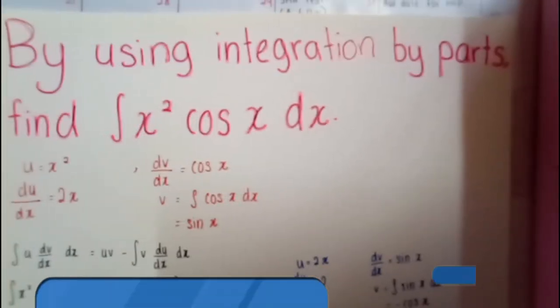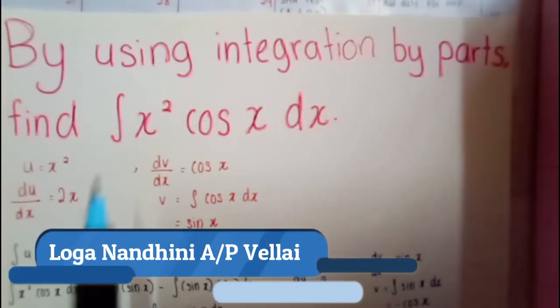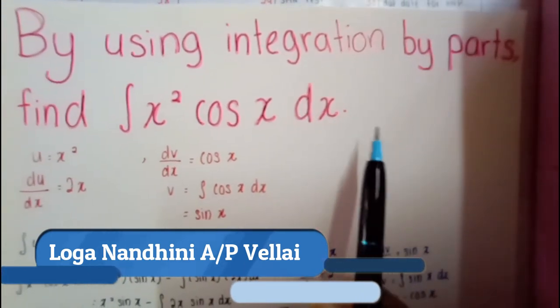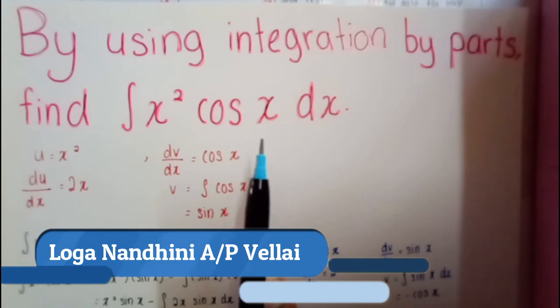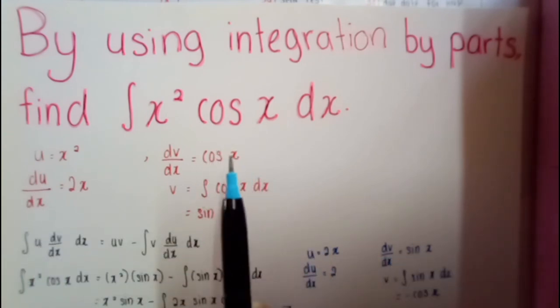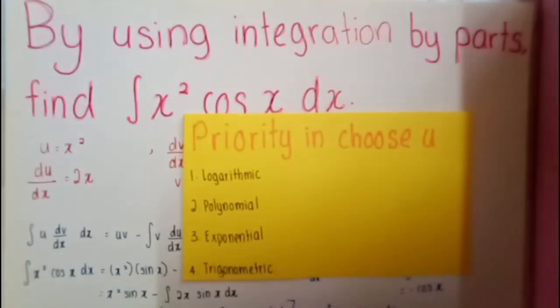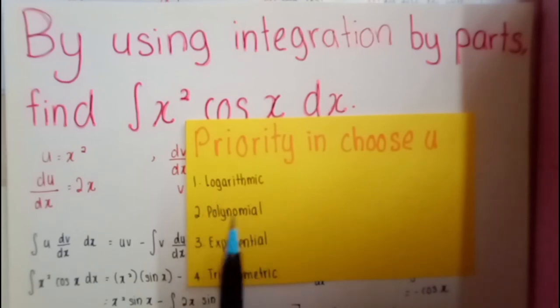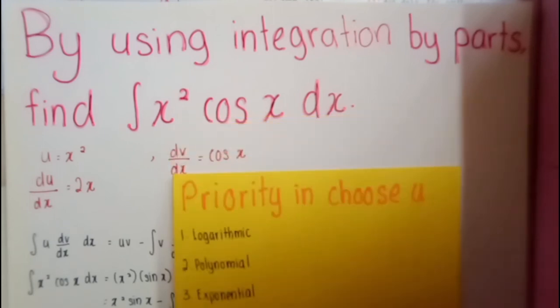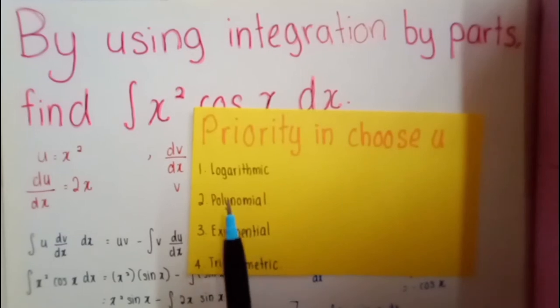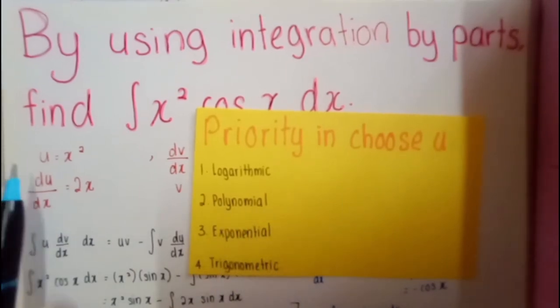In this question, we were required to find the integral by using integration by parts. So when we want to use integration by parts, we first need to determine our u and v. To choose our u, we need to refer to this sequence: first logarithm, polynomial, exponential, trigonometry. So since we have polynomial and trigonometric, we will let our polynomial be our u.